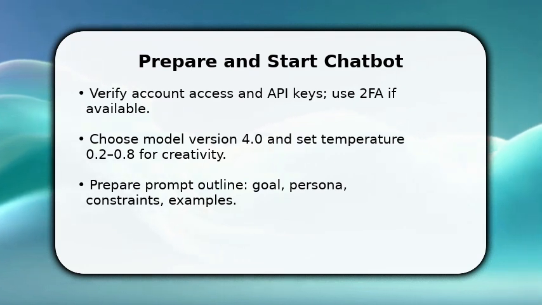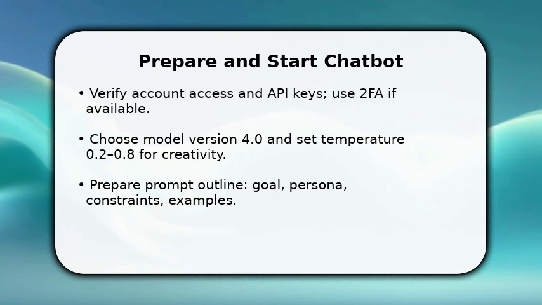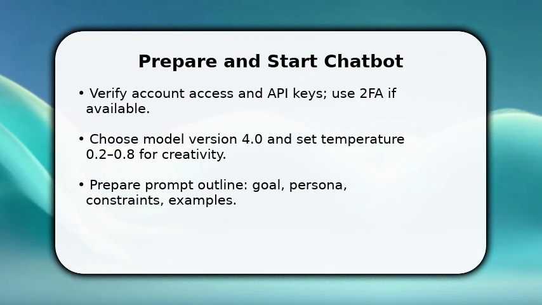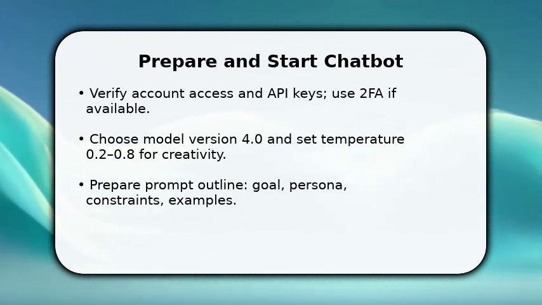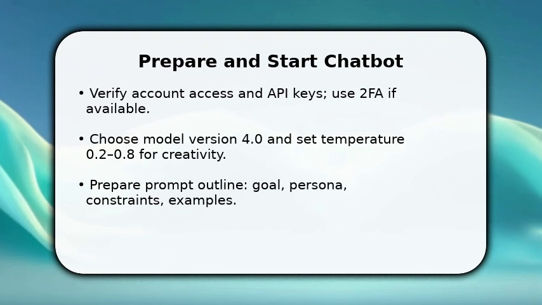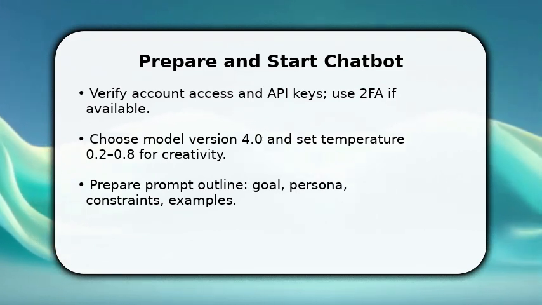Next, draft a concise prompt outline with your goal, desired persona, constraints, and one example. Make sure to save this outline as a template so you can iterate quickly. Now send a minimal prompt to confirm the system responds and returns tokens within expected rates.